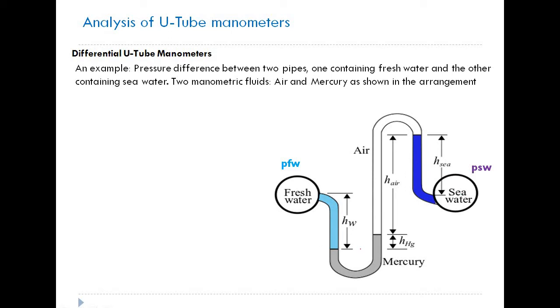We connect a U tube manometer, a differential U tube manometer. This is one pressure tapping point, this is the second pressure tapping point. Okay. And the manometric fluid used is mercury, which is having 13.6 times the density of water. And this distance is marked as HC. This distance is marked as HW, and this is H air. This is HHG. Okay. How will we analyze it?